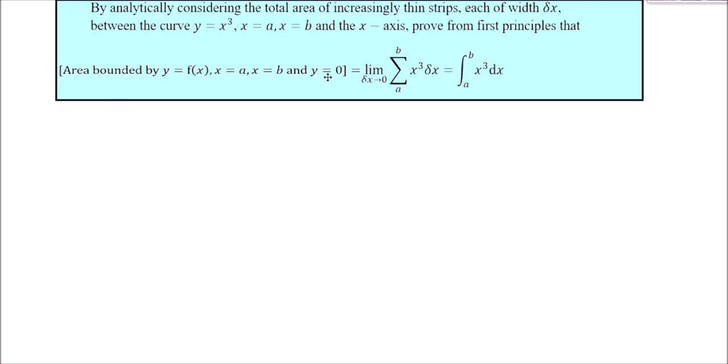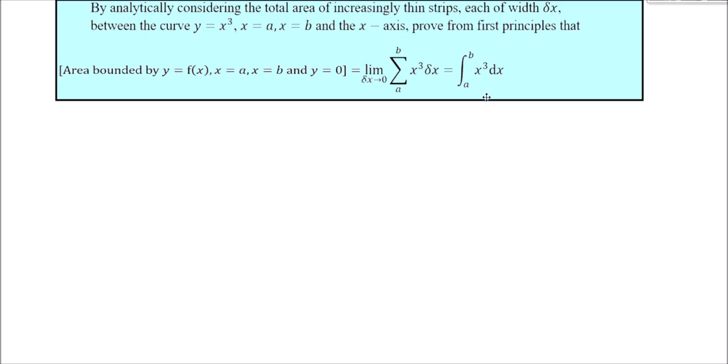f of x, x equal to a, x equal to b, and y equal to 0, which is the x-axis, is one and the same as the limit of the areas of those strips added together as the width of them shrinks down to 0, and then to show that that is also the same as the integral of x cubed with respect to x. We know what that is. I mean, we just add 1 to the power, then divide by the new power, and put in the limits b and a.